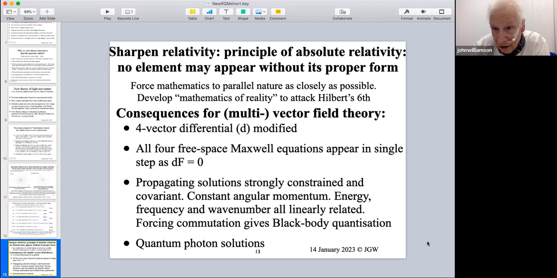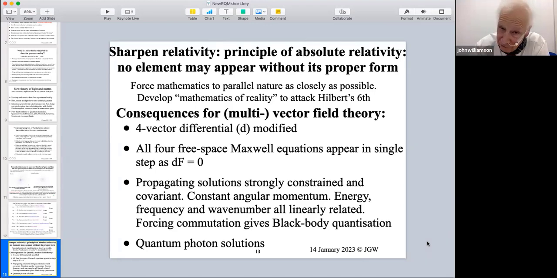Now, that's a new thing, but it is actually doable with these things because they act like they are an algebra. You can invent the algebra that works in that way, and that algebra is the Clifford-Dirac algebra. So one can insert relativity properly, fully, by using the Clifford-Dirac algebra. And it's the only way to do it really properly. You force the mathematics to parallel nature as closely as possible.